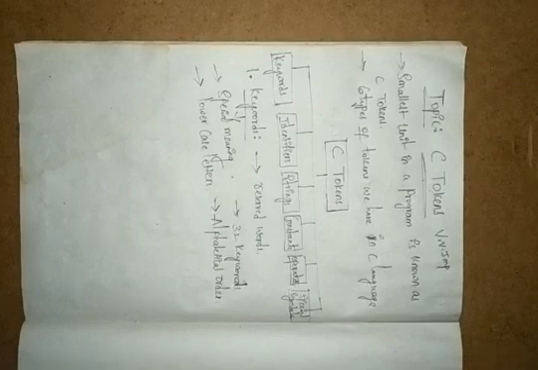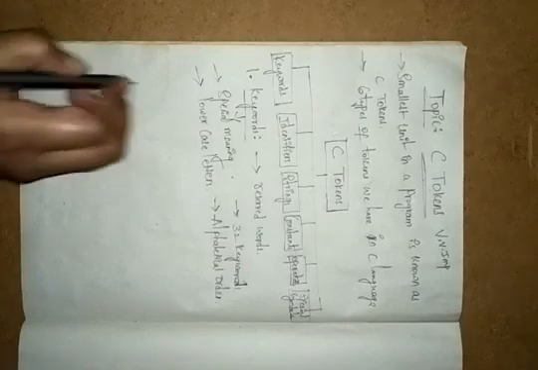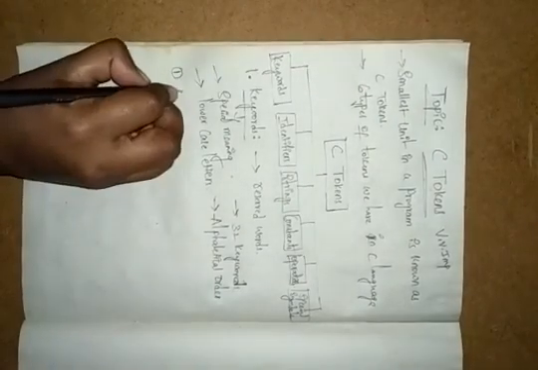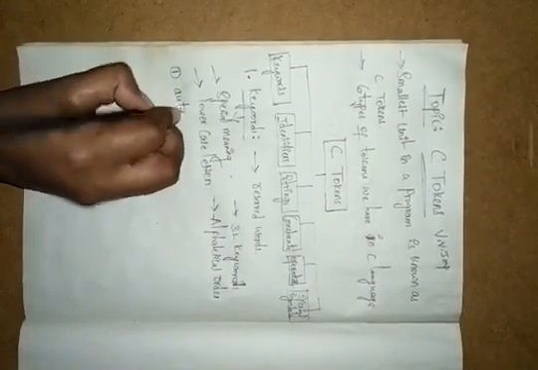Okay, we have the 32 keywords. So let's see what the 32 keywords are. First keyword: auto.